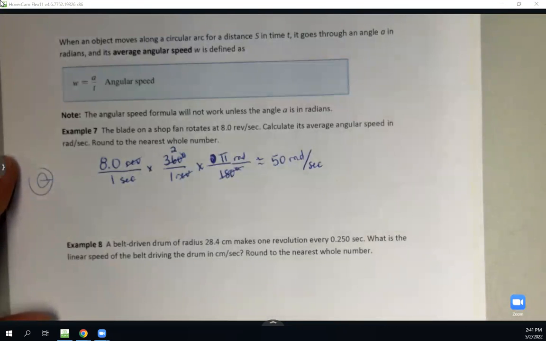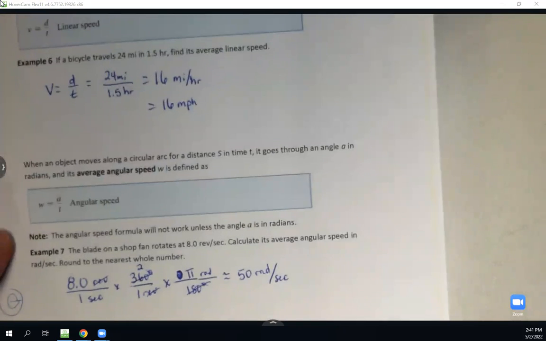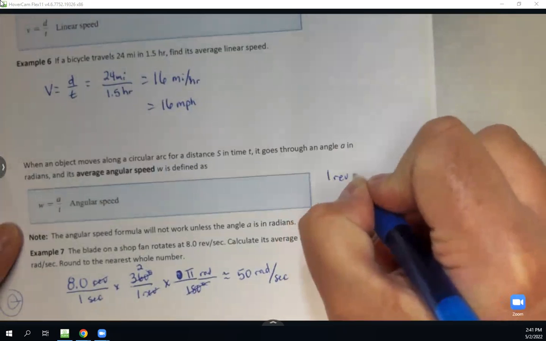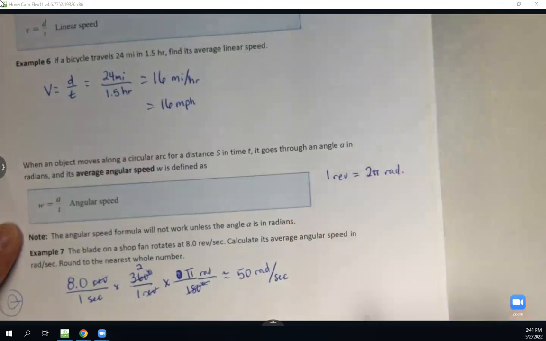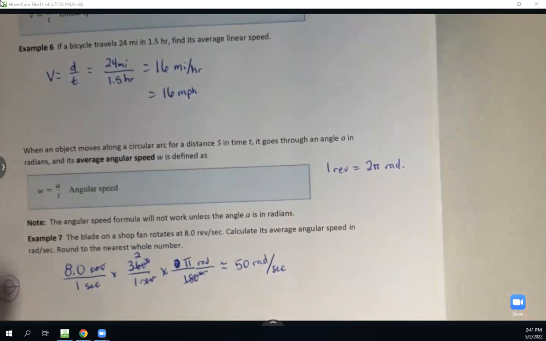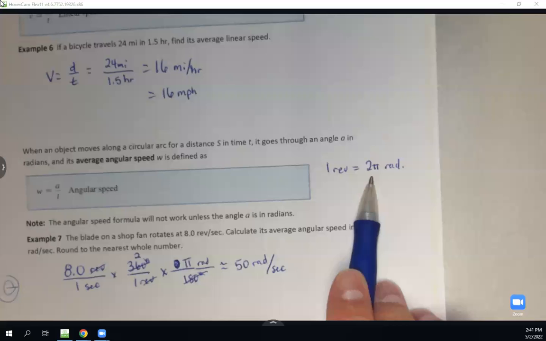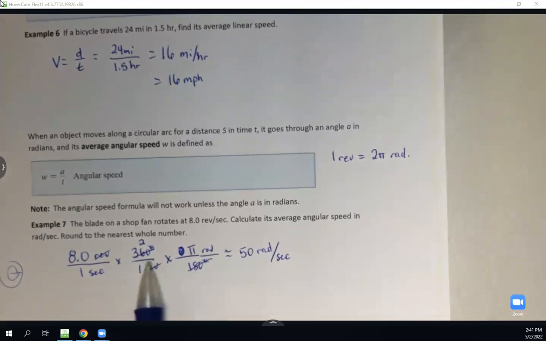You follow me on that? Now, another thing to remember, and I'm going to write this down for your convenience. 1 revolution is equal to 2 pi radians. So if you remember that 1 revolution is 2 pi radians, that will allow you to calculate this without having to use the degrees.